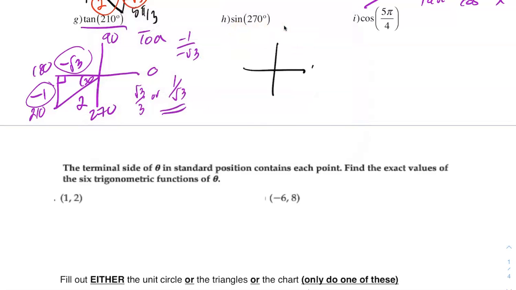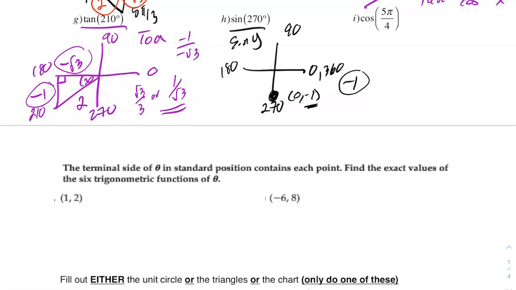Sine of 270. So we always draw it first. 0, 90, 180, 270, 360. 270 is down here. So it's on the line. Remember what I always said? If it's on the line, you got to find the point. What point is that? Well, you're going down. So your x is 0 and your y is negative 1. And then we're doing sine. Sine is y. So negative 1.